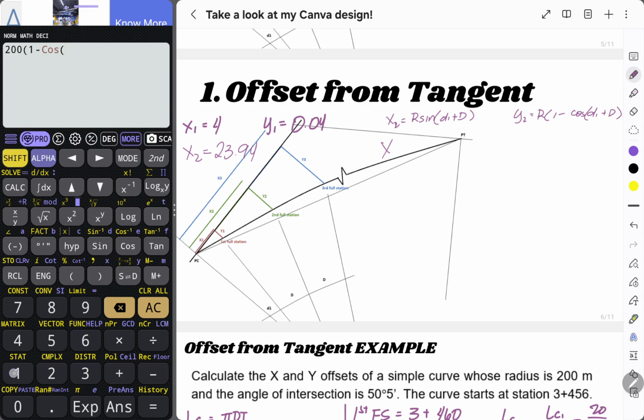Para naman sa ating y sub 2, 200 times 1 minus cosine of 1,845.39 plus 543.46.93 equals y sub 2 equals 1.44 meters. So, para i-continue na lang siya kung ilan po yung station natin.